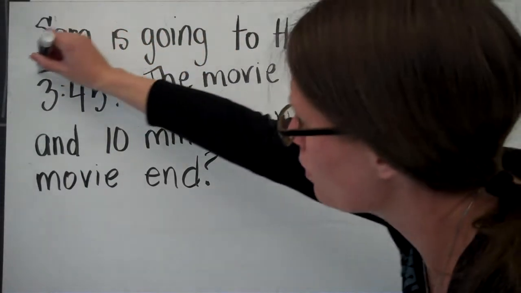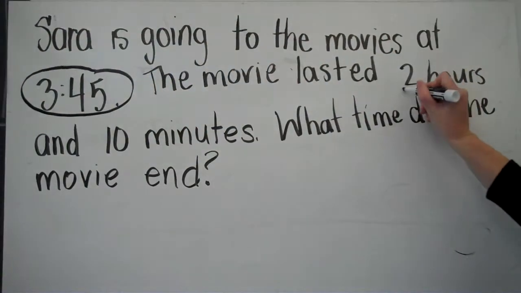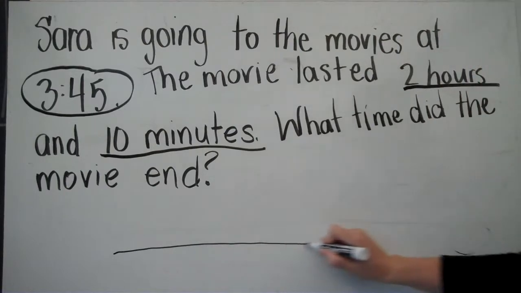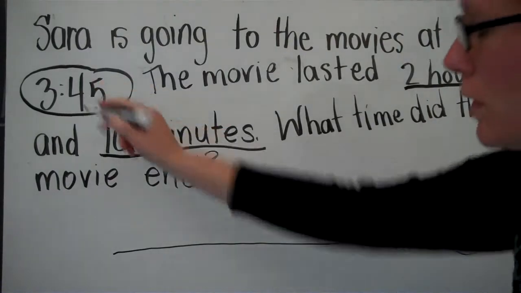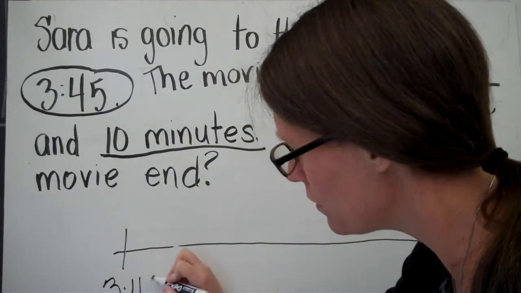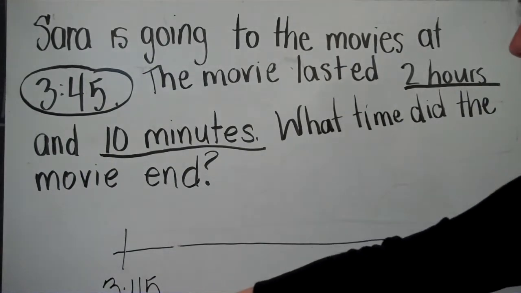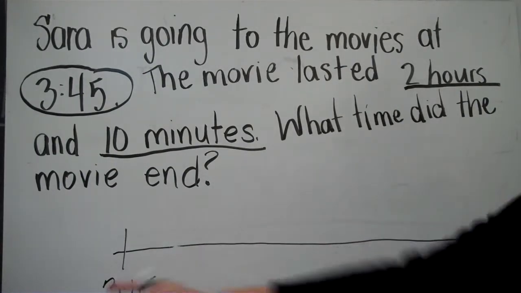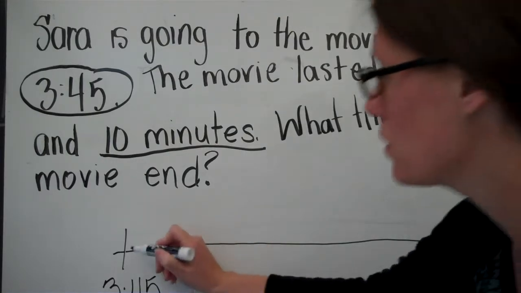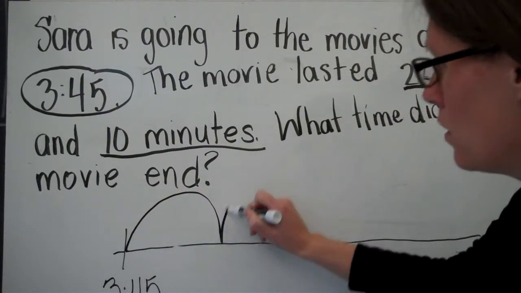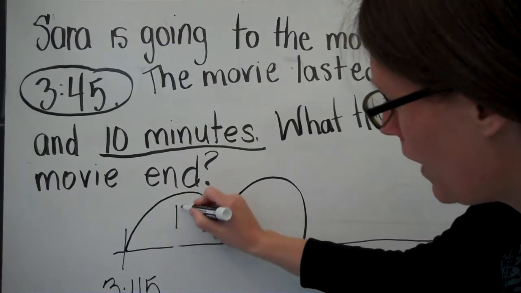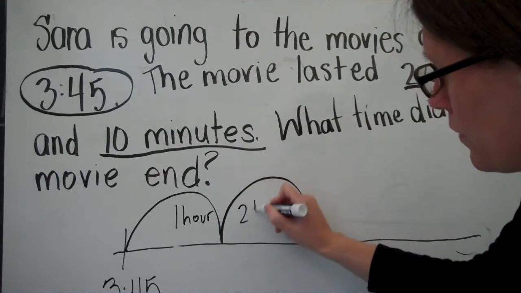So I know that this is my start time, and I know that the movie lasted 2 hours and 10 minutes. So I'm going to go ahead, draw my number line, and I'm going to first start by putting my start time, 3:45. That's my start time. First thing I do. Now I'm going 2 hours, which means I need to hump 2 times. 1, 2. And then I'm going to label those humps. 1 hour, 2 hours.